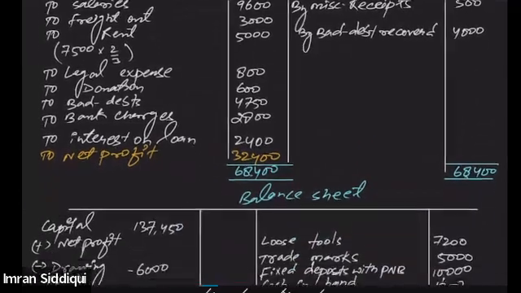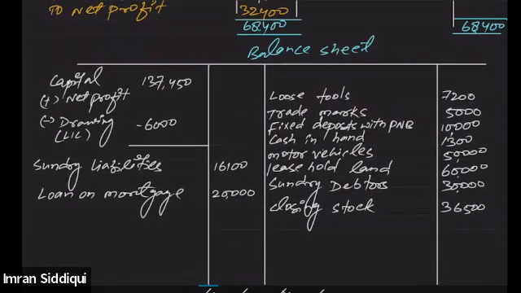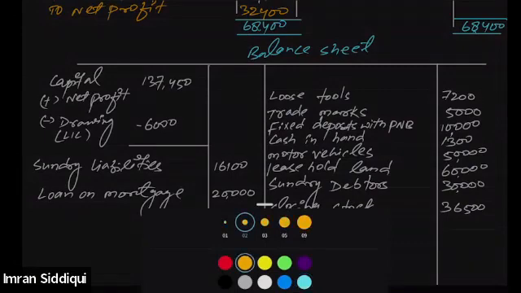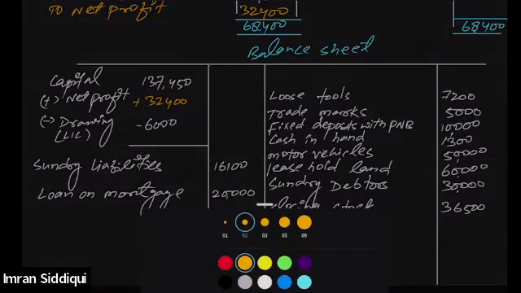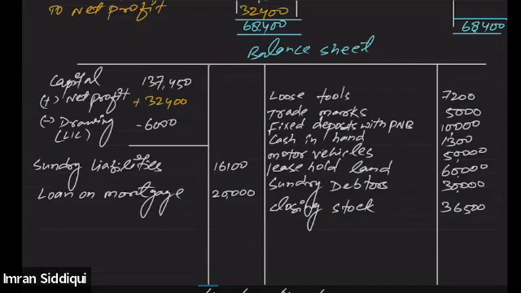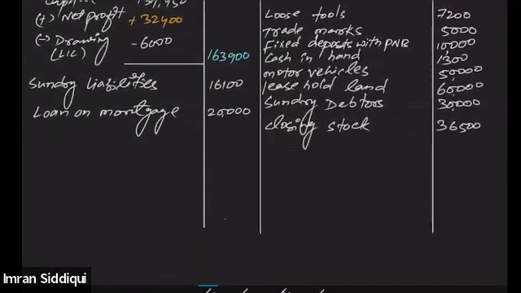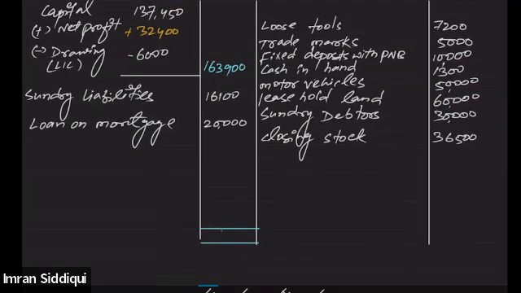Now let's talk about the balance sheet. Whatever the net profit that we have got, we need to carry forward this to the balance sheet as well. And since we have got a profit, we'll be adding 32,400 to the amount of the capital. And then we'll subtract the amount of drawing. And then whatever the value that we get, that is considered as the closing capital of this year. After subtracting 6,000 and adding 32,400, the total capital will be 163,900. All right, and then adding 20,000 and 161,100, the total of the liability side will be 2 lakh.